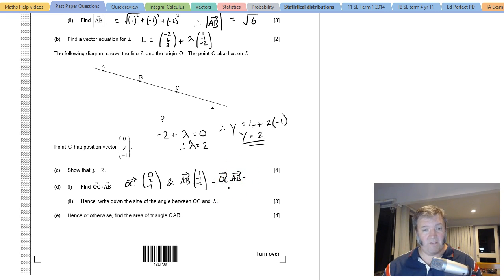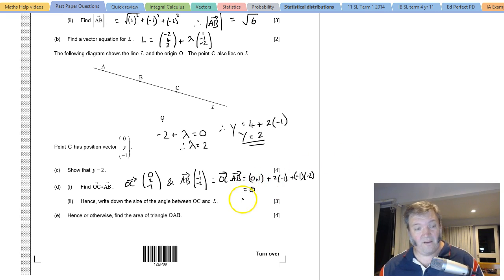And what do we do for a dot product? Just multiply each corresponding component and add them together. So it's going to be 0 times 1 plus 2 by -1 plus -1 by -2. When you work that out, 0 minus 2 plus 2, the dot product equals 0. There you go. That's probably ringing off a few bells in your head. I hope it is. All right, hence write down the size of the angle between OC and L.